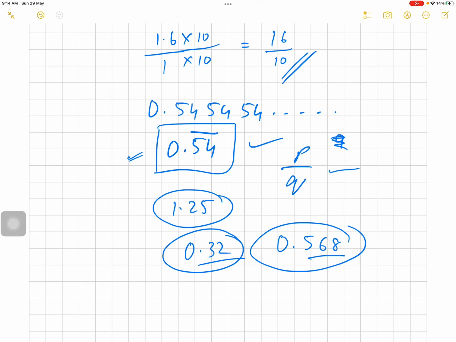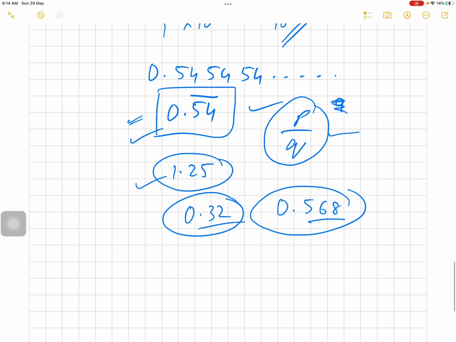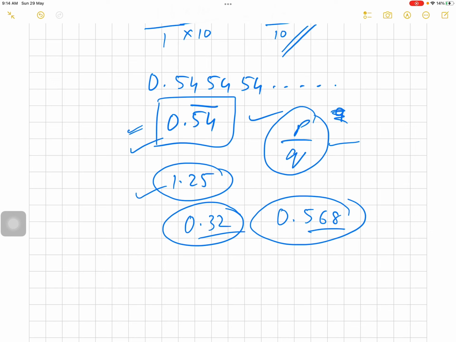Okay, so these are called rational numbers because the numbers which are recurring and numbers which are terminating can be written in P by Q form. I will be teaching you how to convert a recurring decimal or terminating decimal into P by Q form. Any number which is terminating or recurring can be written in P by Q form. Therefore, all these numbers are rational numbers.